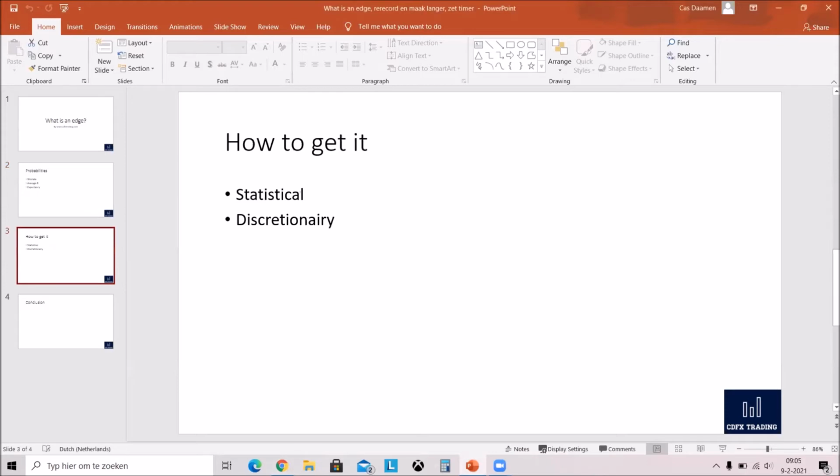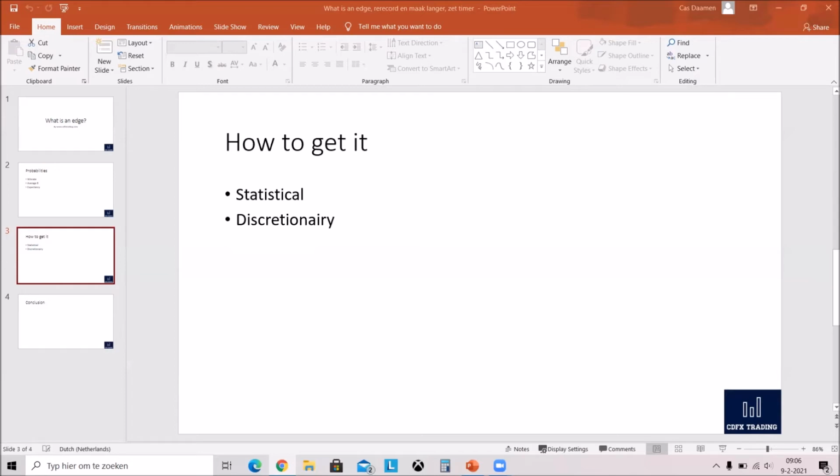Then we get to the next question, which is how to get the edge. And that's the question that everyone wants answered, because this is how you make money. And basically an edge consists of two parts, like I spoke about earlier, which is the strategy and the trader that executes the strategy. Because if you have a profitable strategy, but you cannot execute the strategy, you have an edge based on your strategy, but you keep making mistakes. Therefore, the bottom line is you don't have an edge in the markets.